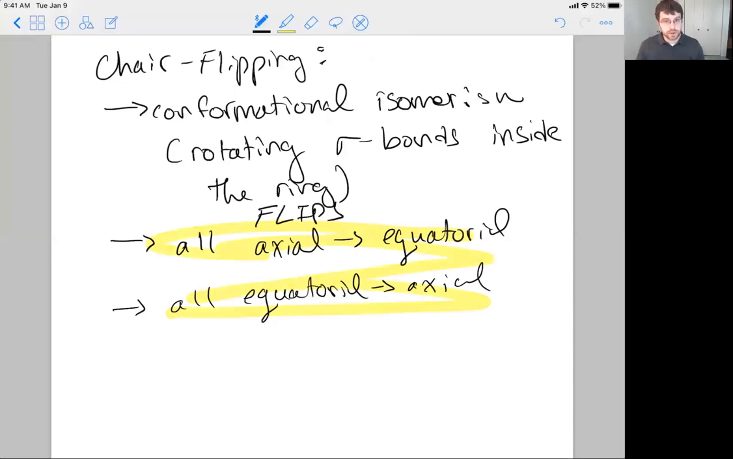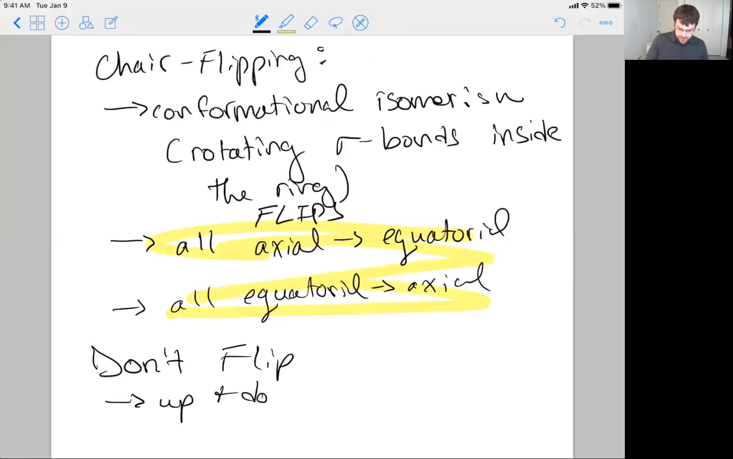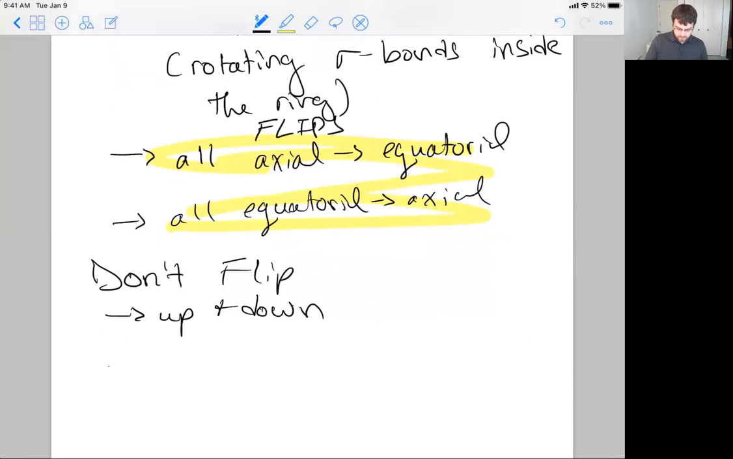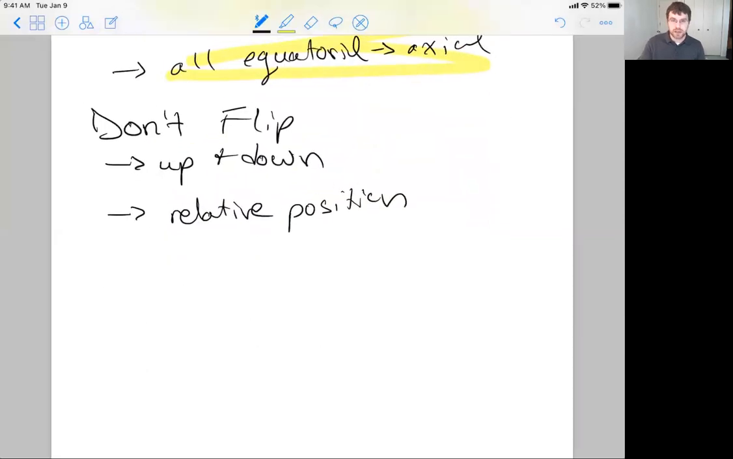But there are some critical things that don't change. The critical things that don't flip are up and down. The up and down doesn't change, and the relative position doesn't change. So I'm going to pick a challenging structure and just show you what happens when we do a chair flip.